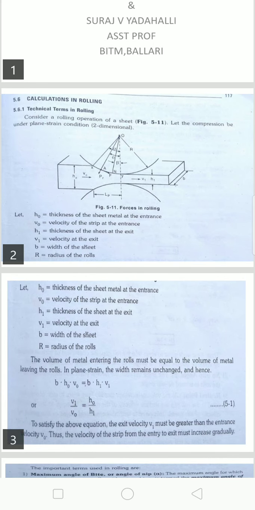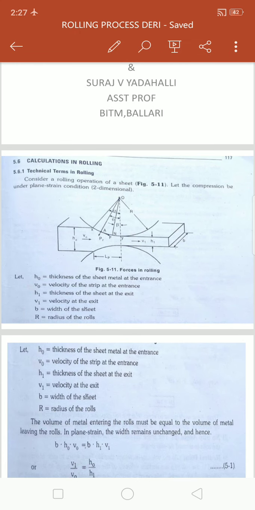Let H naught be the thickness of the sheet at the entrance and V naught the velocity of the strip at the entrance. H1 is the thickness of the sheet at the exit and V1 is the velocity of the sheet at the exit, B is the width of the sheet, and R is the radius of the rolls.